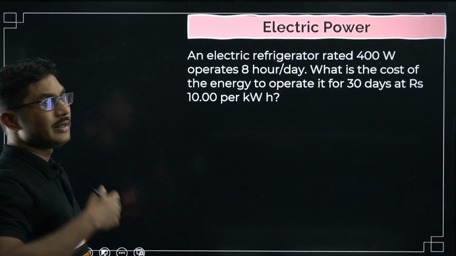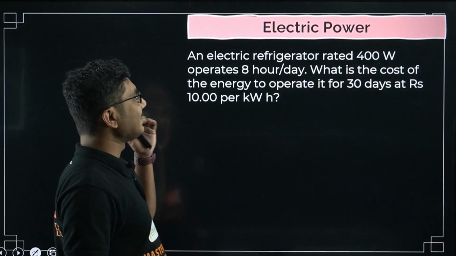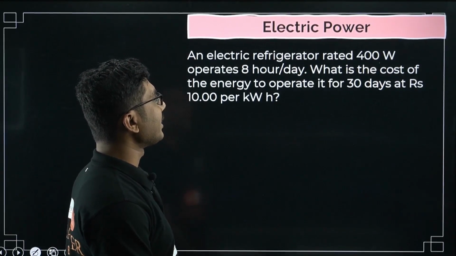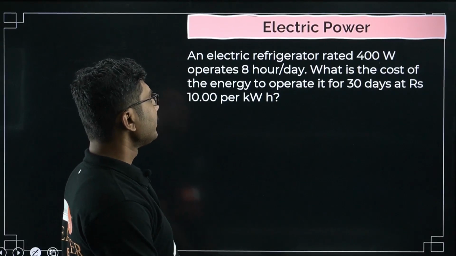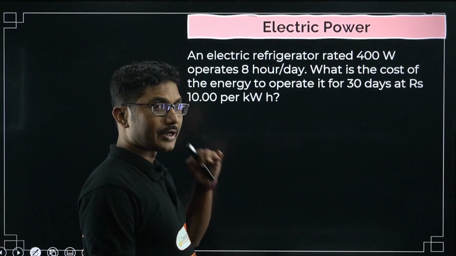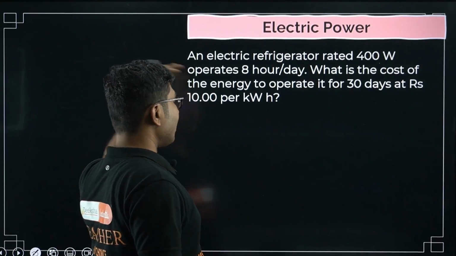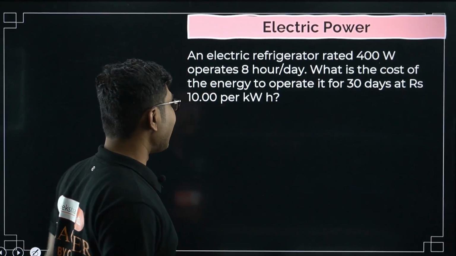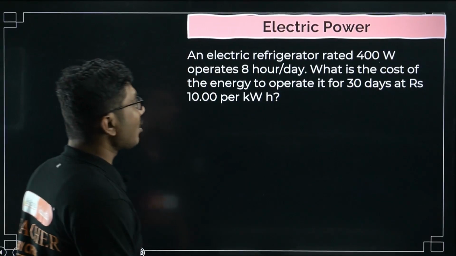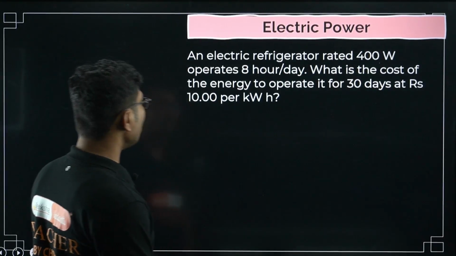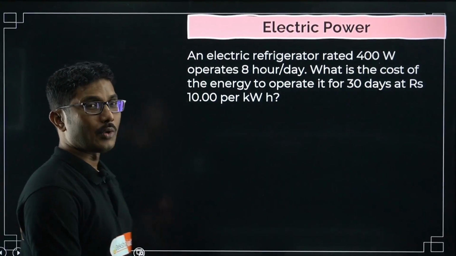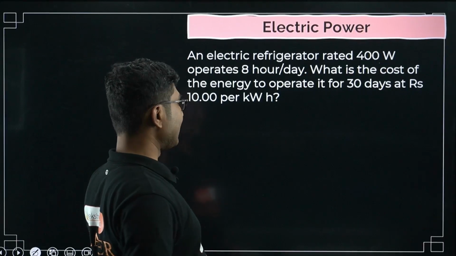Now let's see one problem. An electric refrigerator rated 400 watt operates 8 hours a day. So the electric refrigerator is rated 400 watt and it is operating for 8 hours per day. What is the cost of the energy to operate it for 30 days at rupees 10 per kilowatt hour?